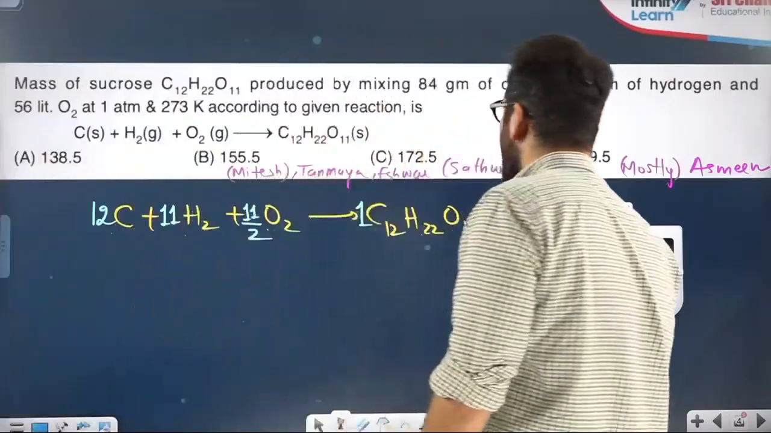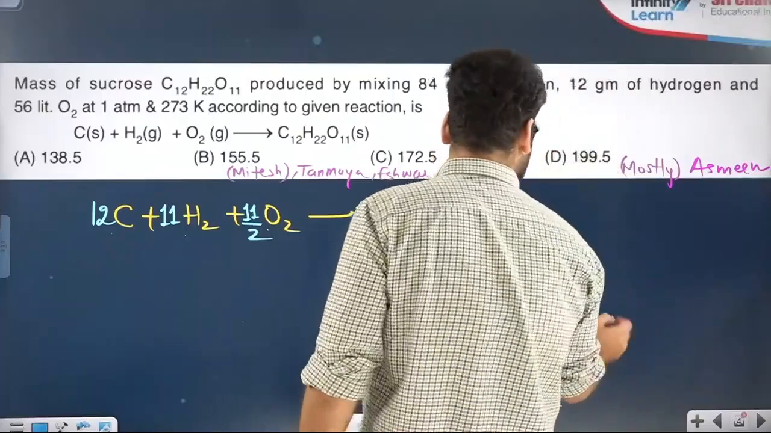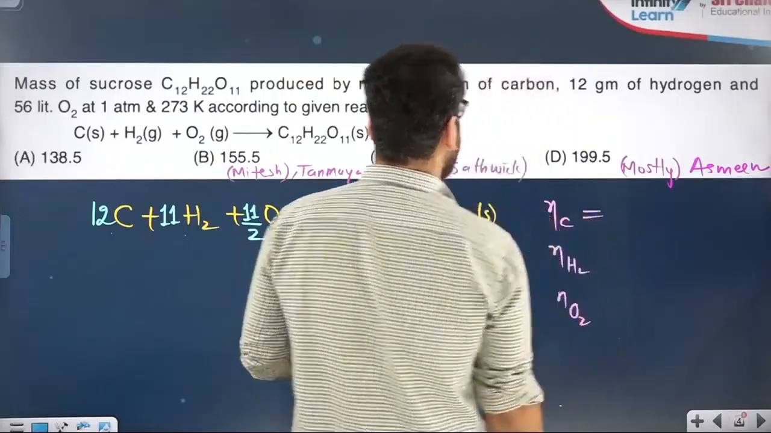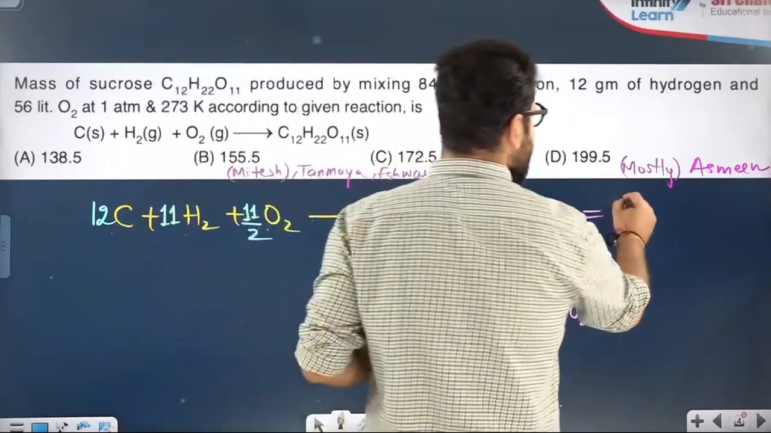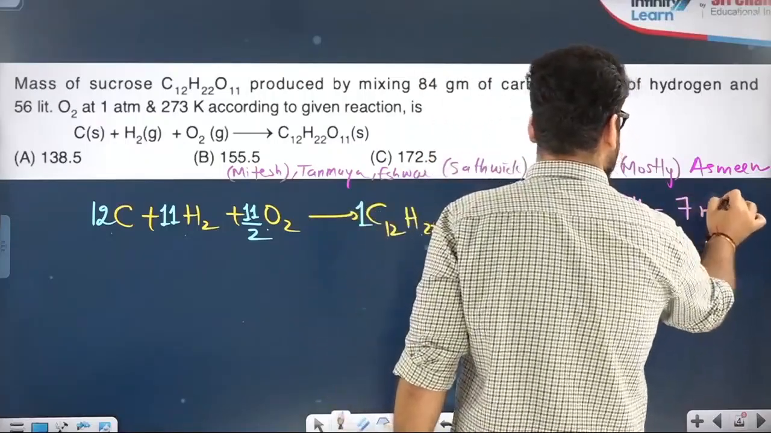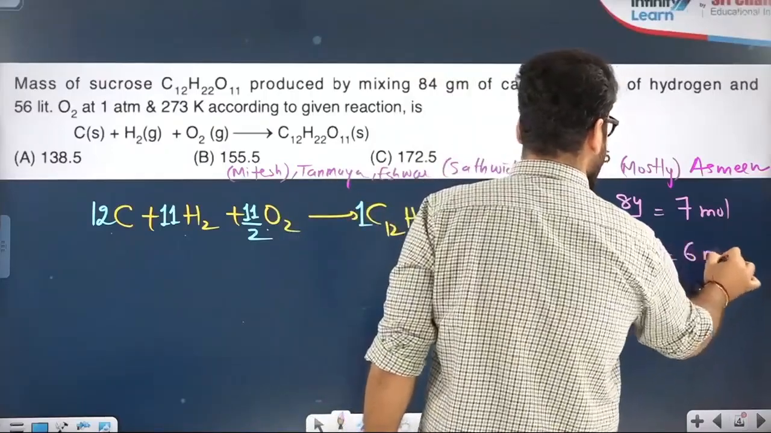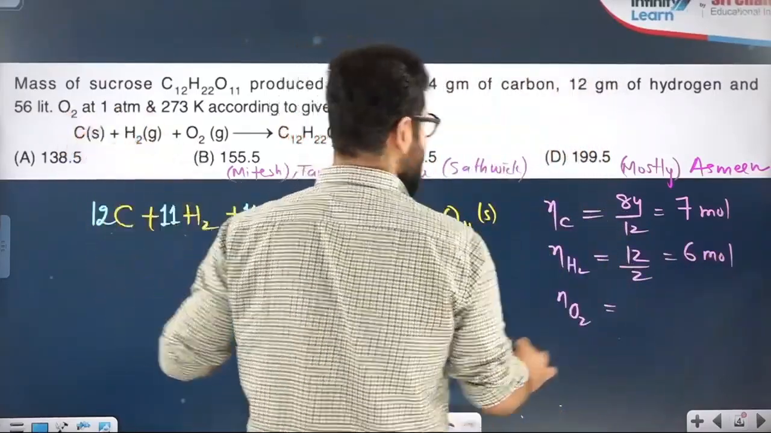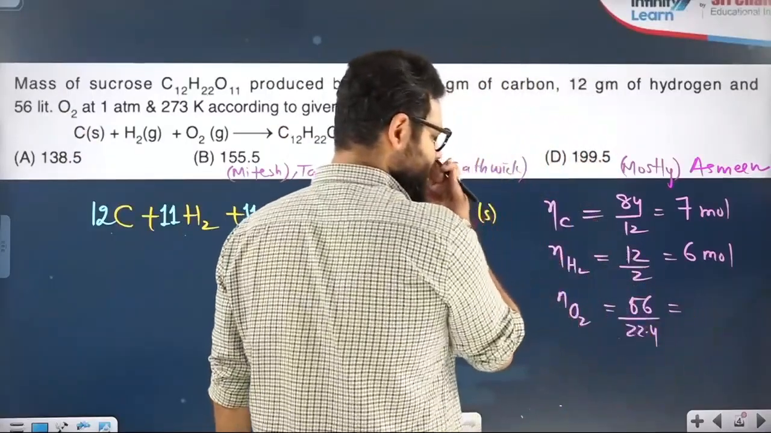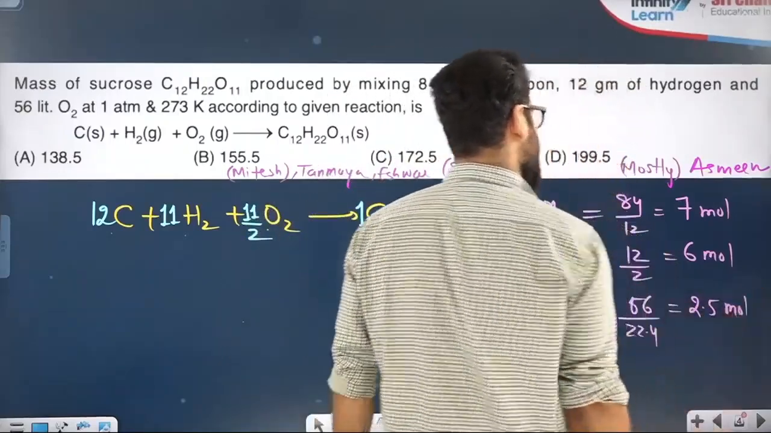Now we have to do given moles by stoichiometry. First we'll see how many moles are given. So I'm writing the moles this side. Moles of carbon, moles of hydrogen, moles of oxygen. Moles of carbon are given, 84 gram carbon, means 84 by 12, which is going to be 7 moles. Moles of hydrogen are given, 12 gram, 12 gram by 2 gram, 6 mole hydrogen. Moles of oxygen are given, 56 liter, means 56 liter by 22.4 liter, which comes out to be 2.5 mole.